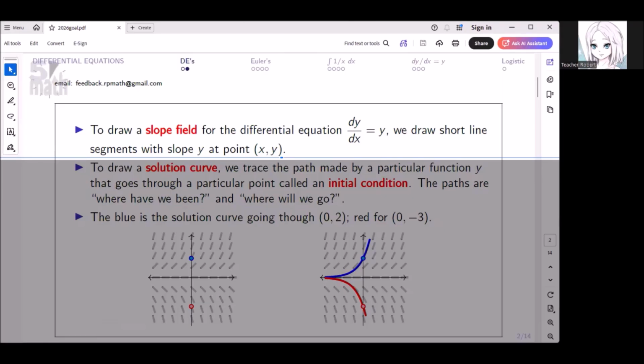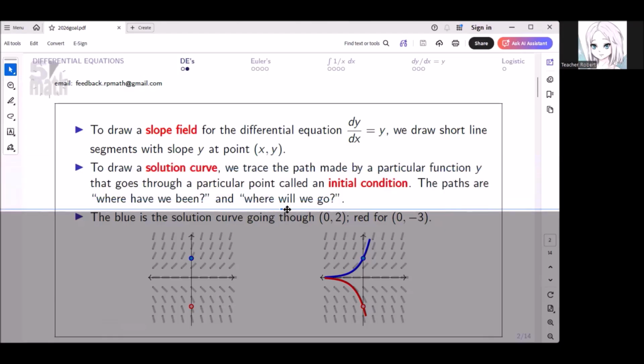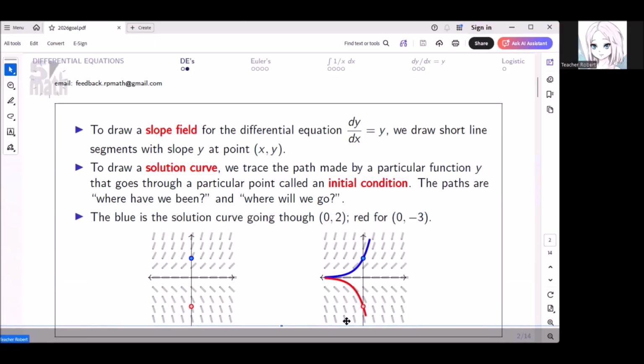To draw a slope field for the differential equation dy/dx equals y, we draw short line segments with slope y at point (x, y). To draw a solution curve, we trace the path made by a particular function y that goes to a particular point called an initial condition. The paths are where have we been and where will we go. The blue is the solution curve going through (0, 2), red (0, -3).